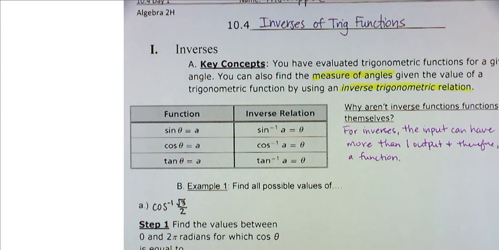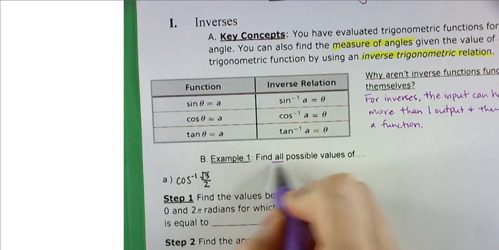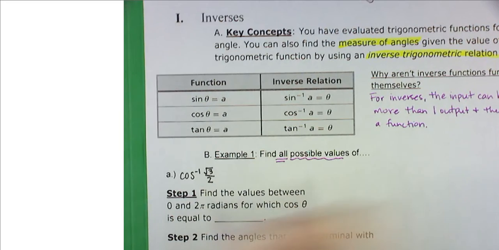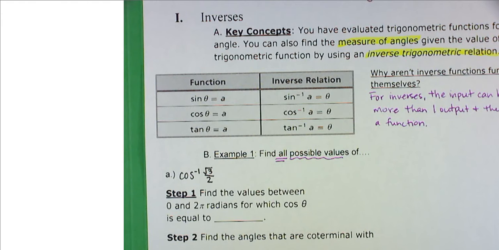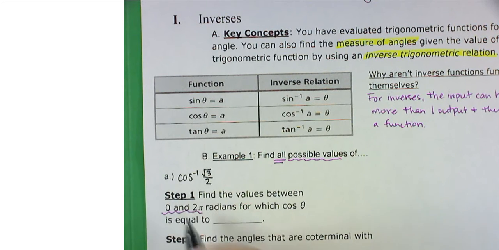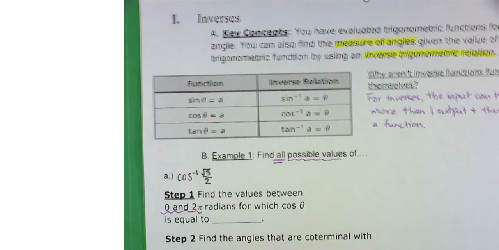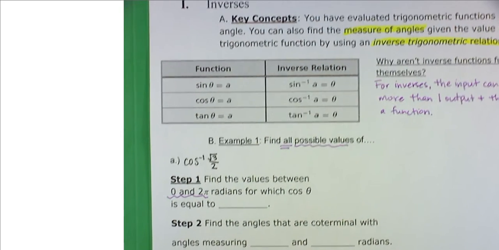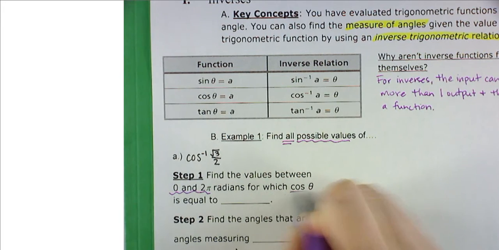All right, for our first example, we are going to find all possible values of the cosine inverse of √3/2. We're going to use our unit circle. We're going to find the values first between 0 and 2 pi. Whenever you see the 0 and 2 pi, that just means one time around the unit circle. For which the cosine value, which remember means the x coordinate, is equal to √3/2.